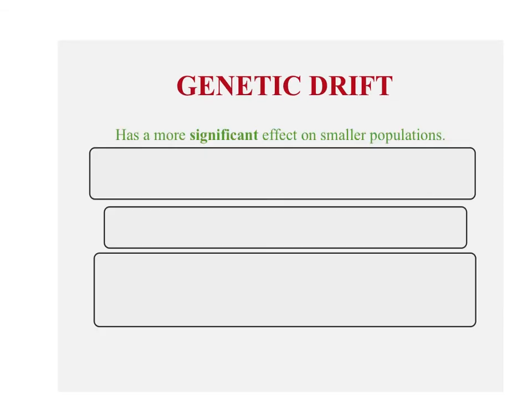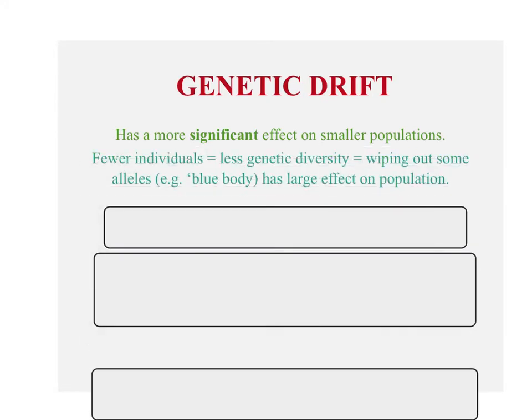Now, genetic drift and these small random chance events obviously have a more significant effect on small populations. You saw in that ladybird example that if we've got populations of few individuals, so less than maybe 10, there's less genetic diversity. You saw there that they were either blue or red. And if we get rid of some of the blue body ones, for example, that's going to have a significant effect on the population as a whole.